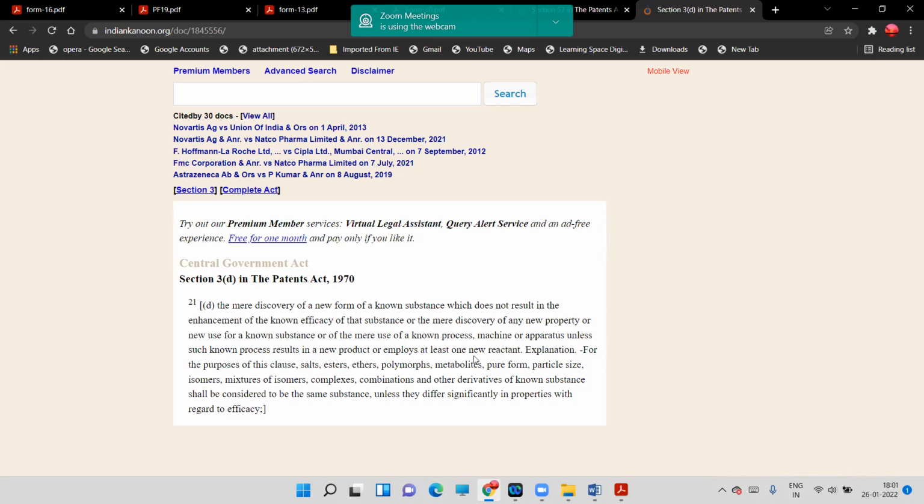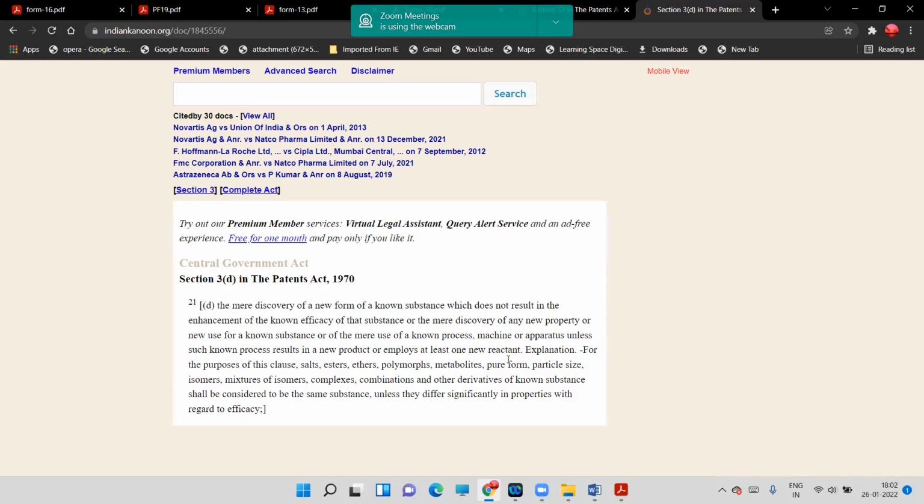So turmeric and onion, we know in traditional knowledge that they have some benefits, but what we make out of that by means of a different process, we can claim that process, and as the process is claimed we can also claim the product. That is the difference, that is what section 3D is saying. It results in a new product or employs at least one new reactant.